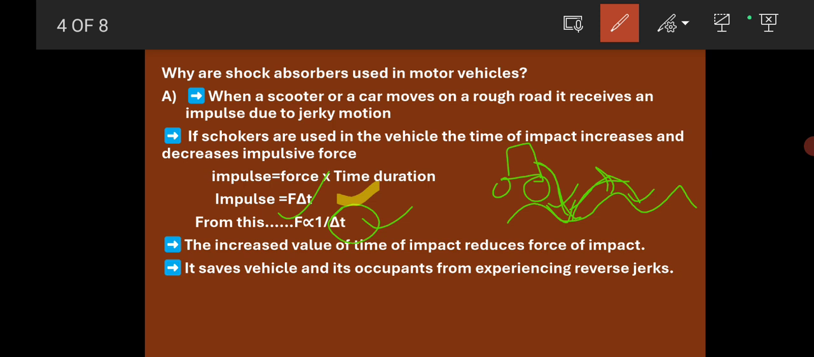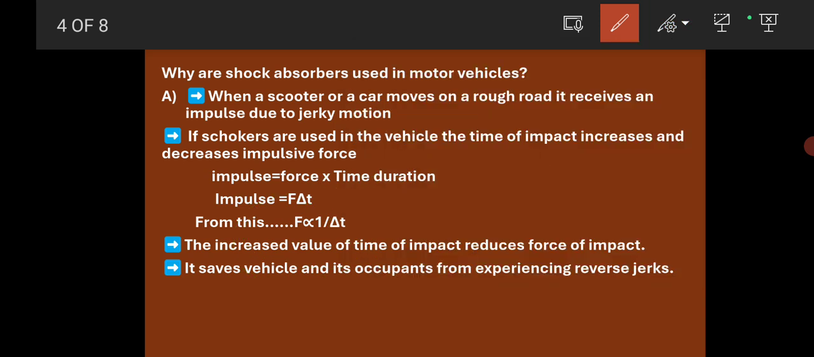From this formula, what did we say? The force of impact is inversely proportional to the time of impact. When the time of impact increases, automatically the force of impact on the person driving the vehicle on uneven roads decreases. So due to that, the person can safely drive the vehicle on uneven roads.